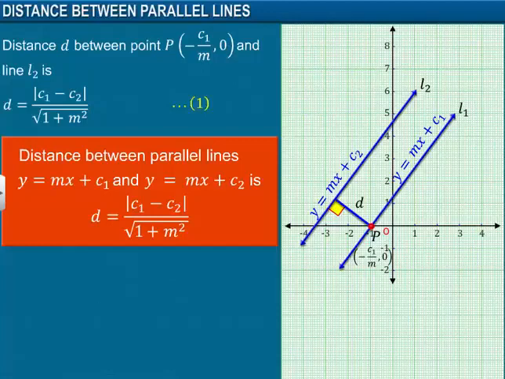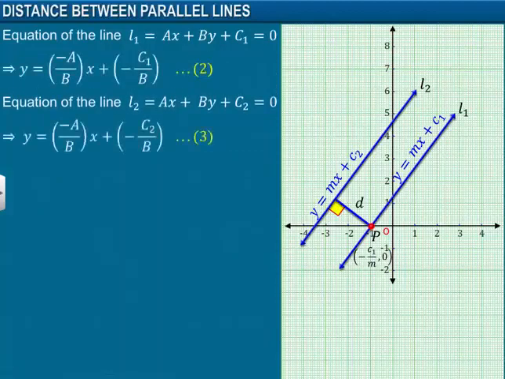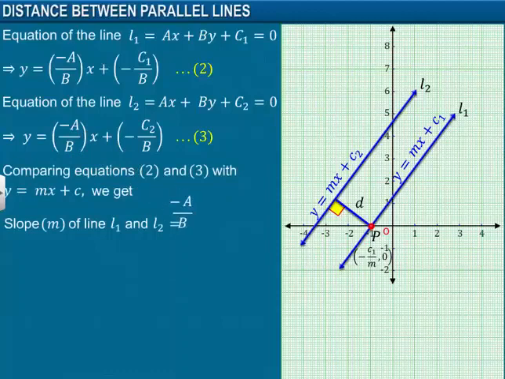Suppose the equations of the parallel lines L1 and L2 are given in the general form as shown. Rearranging the given general equations in slope-intercept form, we get equations 2 and 3 representing lines L1 and L2 as shown. Comparing equations 2 and 3 with the slope-intercept form of the equation of a line, we get the slope of the parallel lines L1 and L2 as -a/b, and the values of the y-intercepts of lines L1 and L2 as shown.